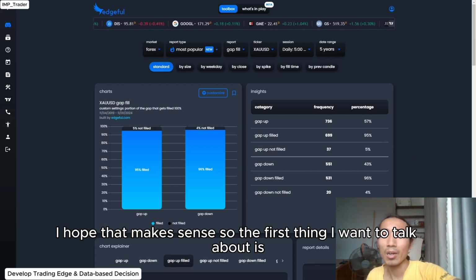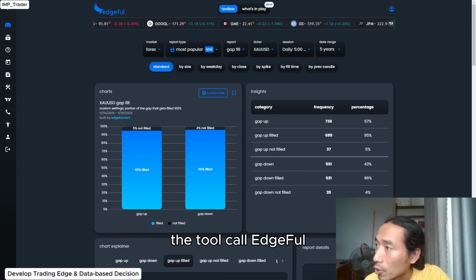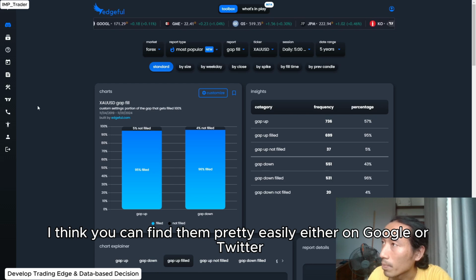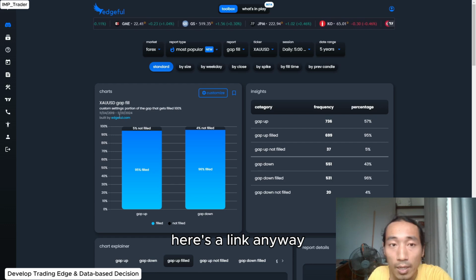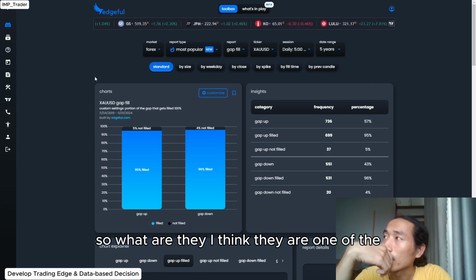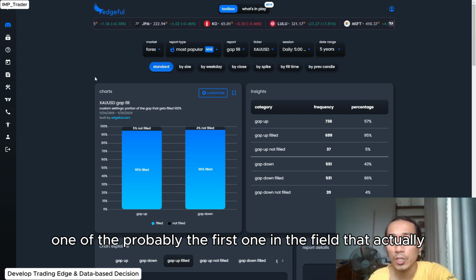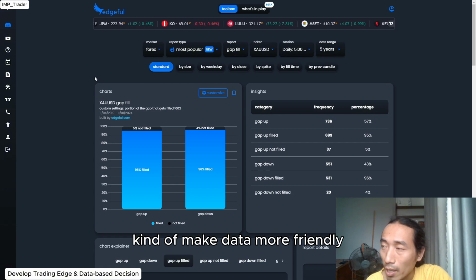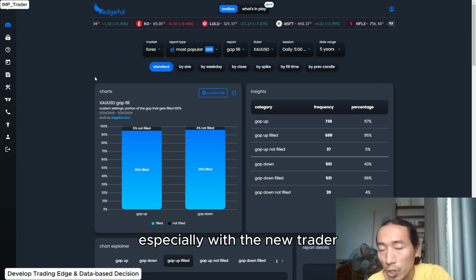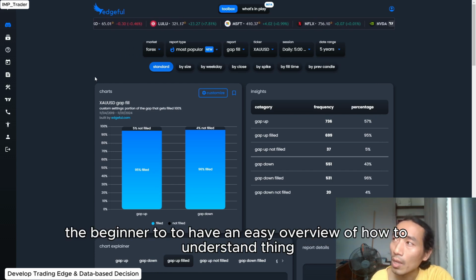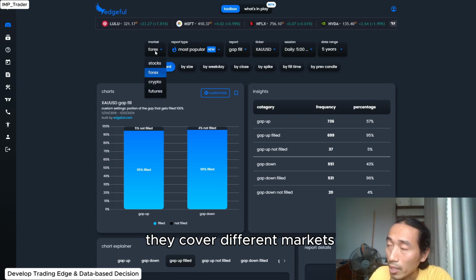So the first thing I want to talk about is the tool called Asphalt. You can see right here. I think you can find them pretty easily either on Google or Twitter. Here's a link. Anyway, so what are they? I think they're probably one of the first in the field that actually make data more friendly, especially for the new trader, the beginner, to have an easy overview of how to understand things. They cover different markets.